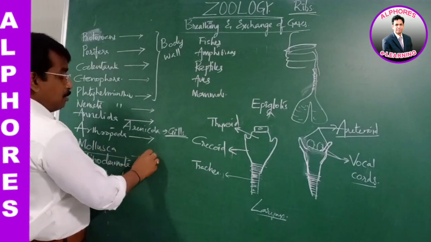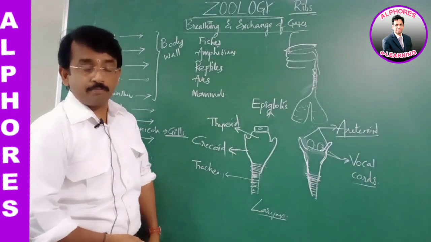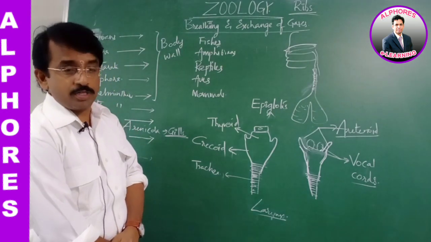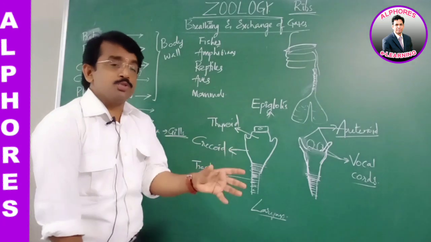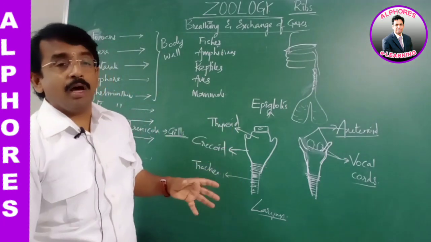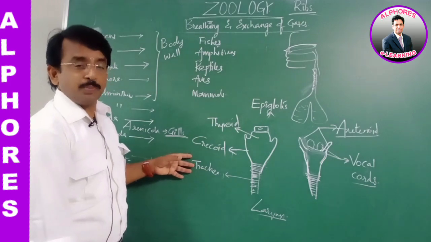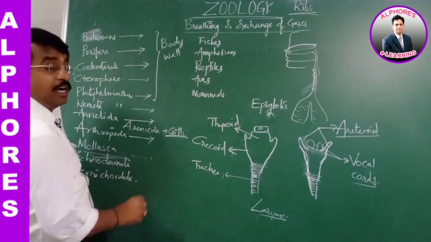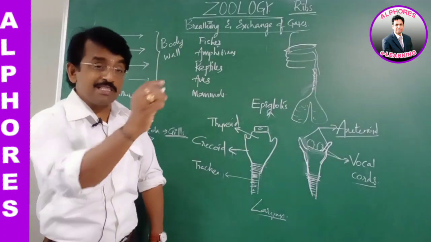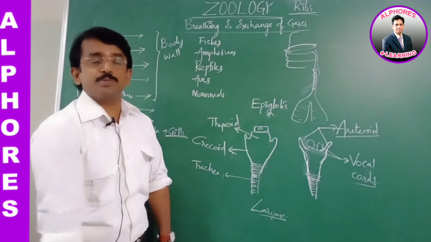Next, Mollusca. In molluscans, the respiratory organs are named the ctenidia. Ctenidia are the respiratory organs. Pila, Unio. Unio is one example where the two gills help in respiration. However, there are certain members in which the pulmonary sac is also a respiratory organ.